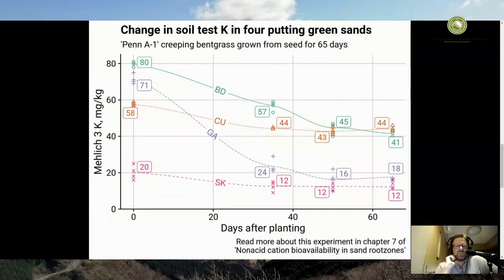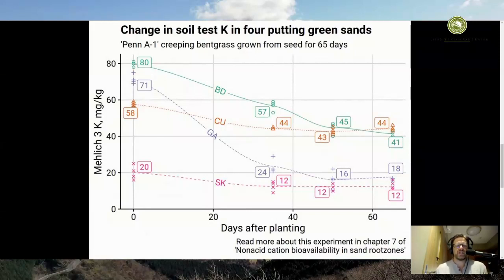But two of these sands, the BD and the CU sand, appear to be supplying potassium to the grass from some mineral forms in the soil. If we would work through the math, and maybe in some future blog posts I will do this, and figure out how much these soils were expected to change based on how much the grass grew, based on how much fertilizer was applied, we would find that two of these sands depleted the same amount or more than expected. So that means that they're not supplying potassium to the grass.